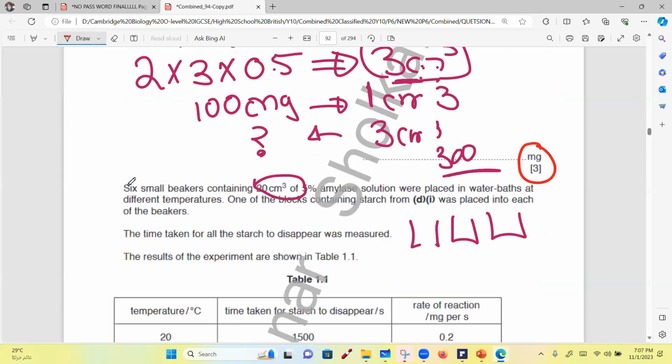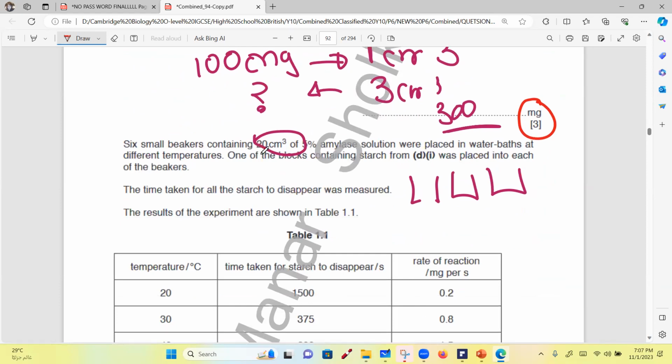Good. Now, what did they do next? 6 small beakers containing 20 centimeter cubed of 5% amylase solution. So I have 6 beakers, and each one of them contains amylase, were placed in water baths at different temperatures. So what's the independent variable? Temperature. Good. One of the blocks containing starch was placed in each of the beakers. So the starch is going to be placed here into the Petri dishes. The agar cube that contains starch. And the time taken for all the starch to disappear was measured.